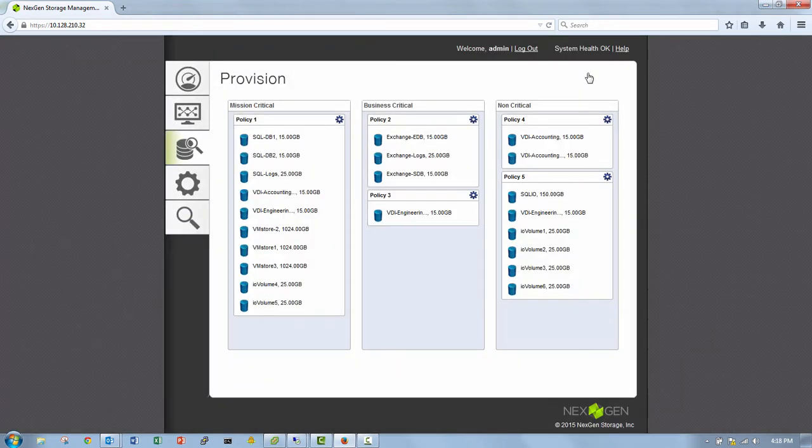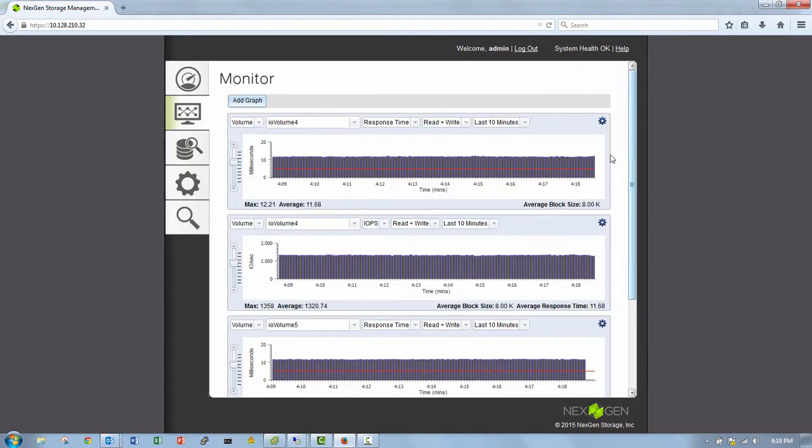take effect. Now if we look at the metric screen, you'll notice that on the response time chart there appears a red line indicating the latency target for this volume based on the mission critical policy 1 QoS setting. And at the moment we are still getting about 12 milliseconds of latency and 1300 IOPS for each volume.